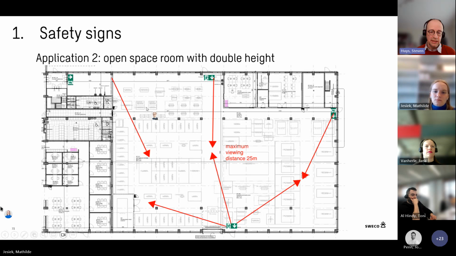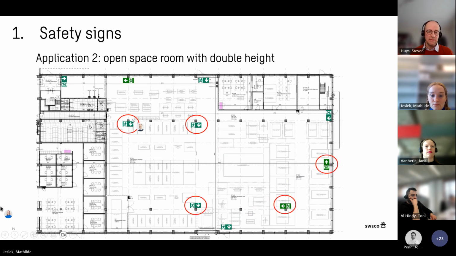Okay. Then again, look at the maximum viewing distance. So if you are positioned here, then you don't have a good view on this pictogram. If you are positioned here, you cannot see this pictogram. Okay. So then it's needed that you add certain safety signs at these positions.